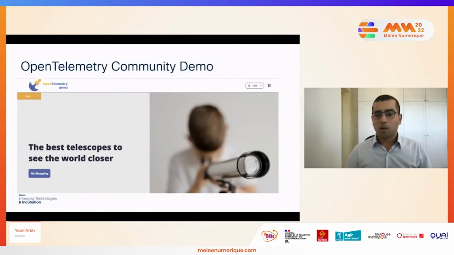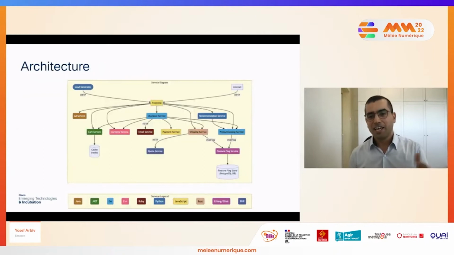The last thing I want to talk about today is the OpenTelemetry community demo. OpenTelemetry provides a demo as a part of the OpenTelemetry project. This is an example of a web store that is built on a microservices architecture. You can search for telescopes, and here you can see the architecture of this web store.